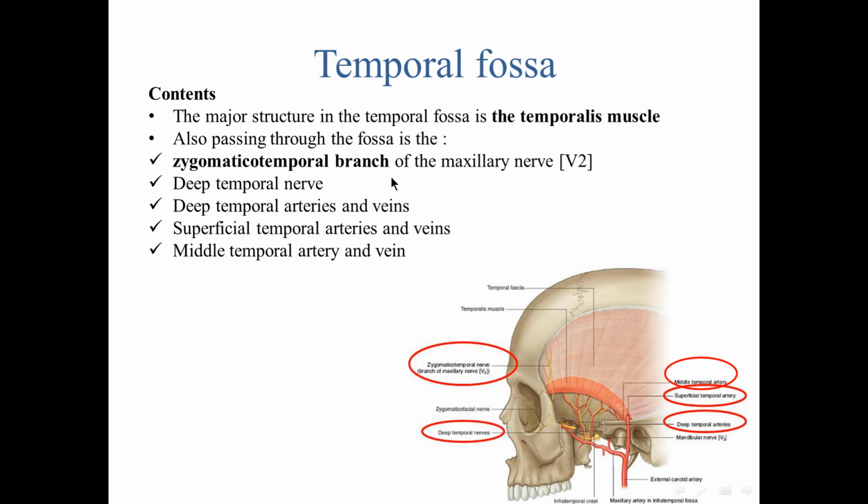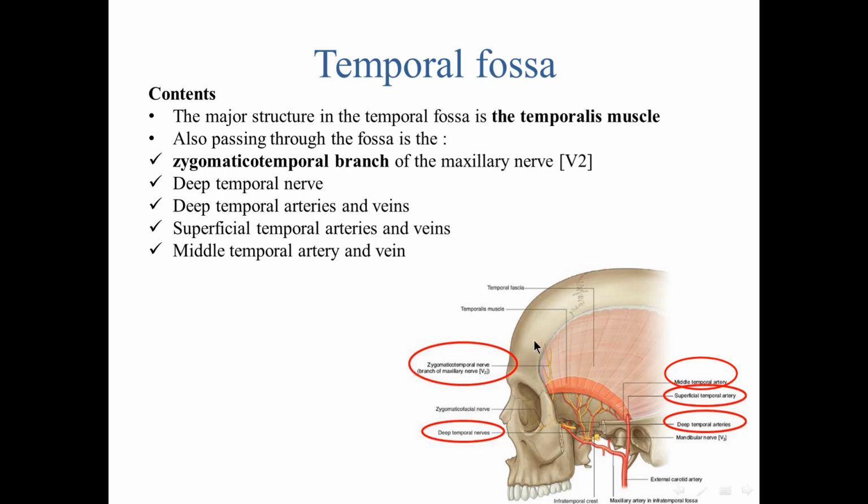The zygomaticotemporal nerve, a branch of the maxillary nerve, is one of the contents in the temporal fossa. This nerve is a cutaneous nerve that supplies the skin on the temporal fossa, and also supplies the skin in the lateral and inferior part of the forehead.